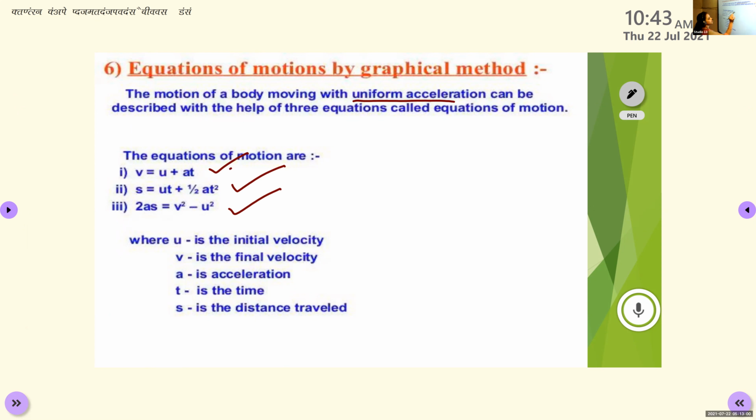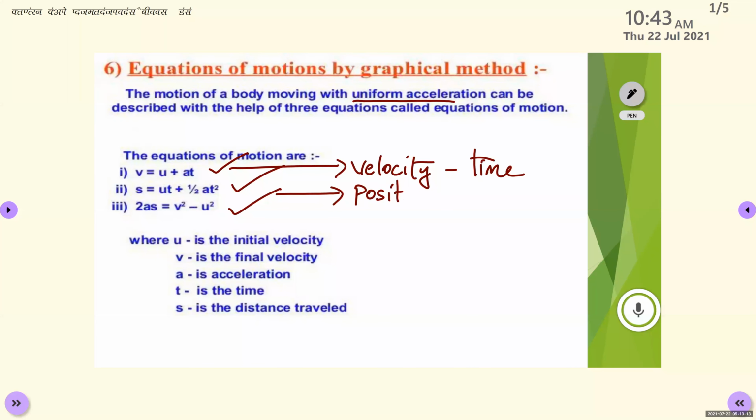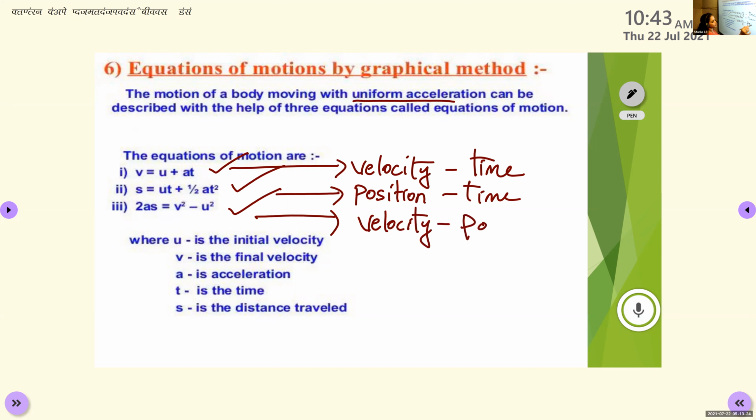The first equation is known as velocity time relation. And the second equation of motion is known as? Position time. Very good. It is position time relation. And what about the third case? Velocity position relation. So we are going to derive this equation graphically.